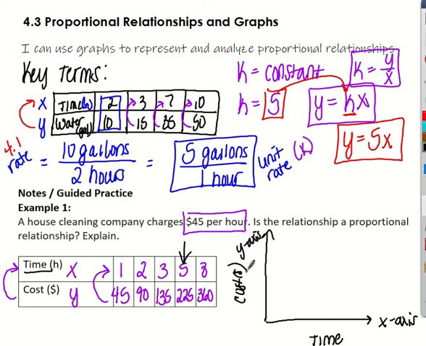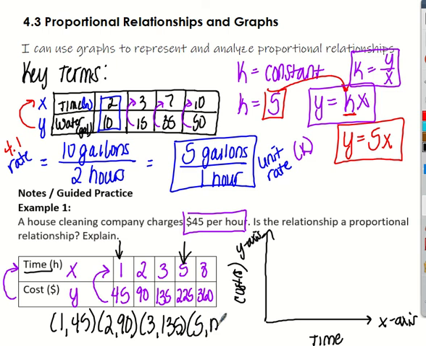So if I look at this table, do you see how my first ordered pair is for 1 hour, it cost me $45. For 2 hours, it cost me $90. For 3 hours, it cost me $135. For 5 hours, it cost me $225. And for 8 hours, it cost me $360, okay?